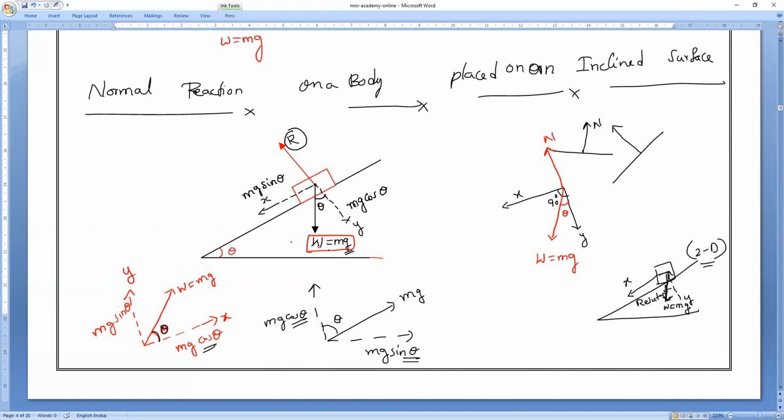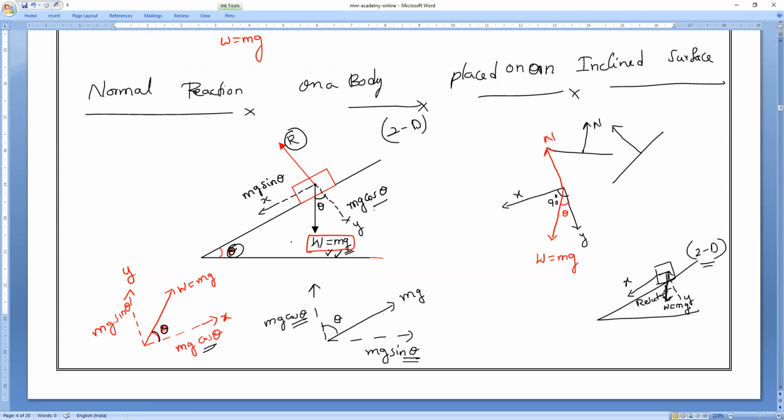You can notice it. When a block is placed on a smooth inclined plane, all of you remember, an inclined surface with angle theta. The force acting on the block is the force due to gravity, which is acting vertically downwards. Then this force has two components. What are the two components? If the force due to gravity is acting downwards on an inclined surface, then that force has two components because it is a two-dimensional motion.